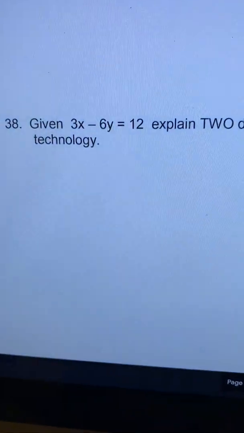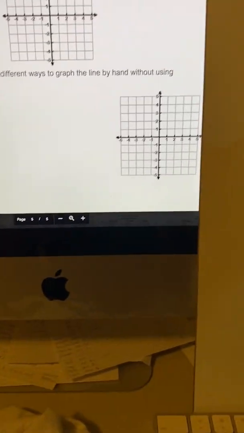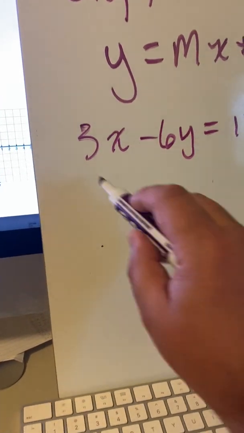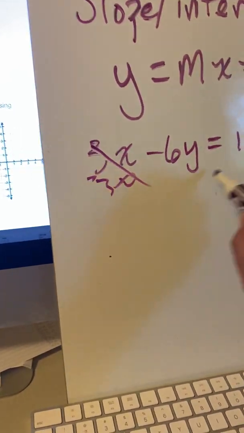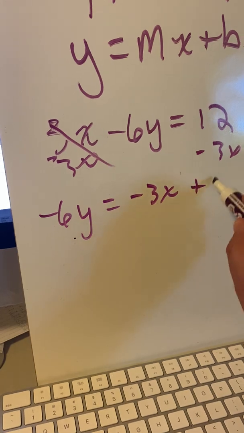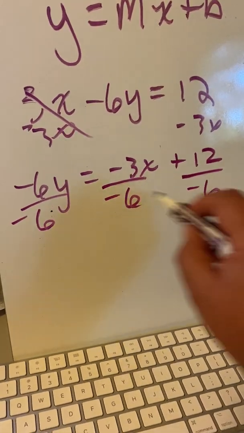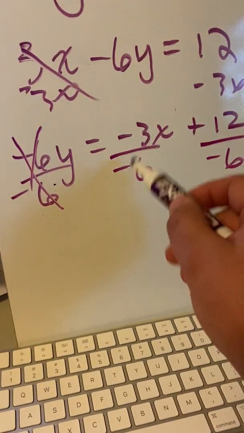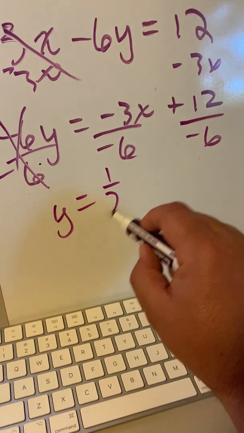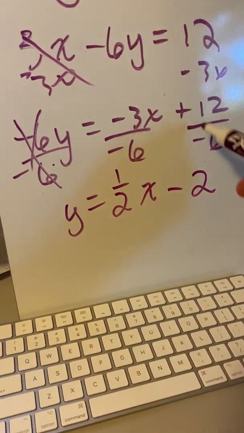This one's not written in slope-intercept form. You just have to convert it into slope-intercept form. So 3x minus 6y is equal to 12. Subtract the 3x. Negative 6y is equal to negative 3x plus 12. Divide by negative 6. You cancel. The negatives wipe out. This turns into y is equal to 1/2 x minus 2, because a positive divided by negative.